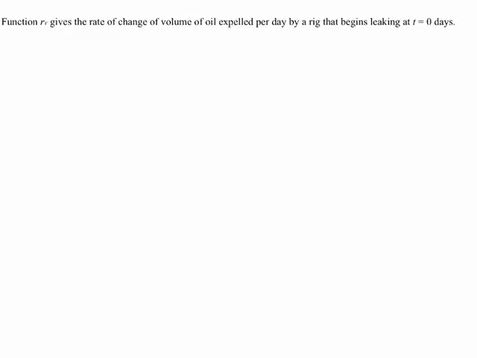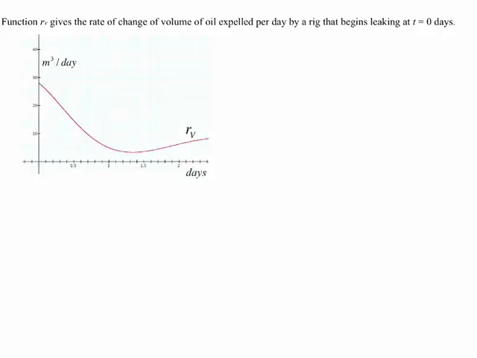Did someone say that? A function. A function gives values of a dependent quantity given values of an independent quantity. Okay. Can you read that in the back? I'll read it to you. Function R sub V gives the rate of change of volume of oil expelled per day by a rig that begins leaking at t equals 0 days. So the function we have is R sub V, and that gives the rate of change of volume of oil expelled per day by a rig that begins leaking at t equals 0 days. And here is that function, a visual, a display graph of that function.